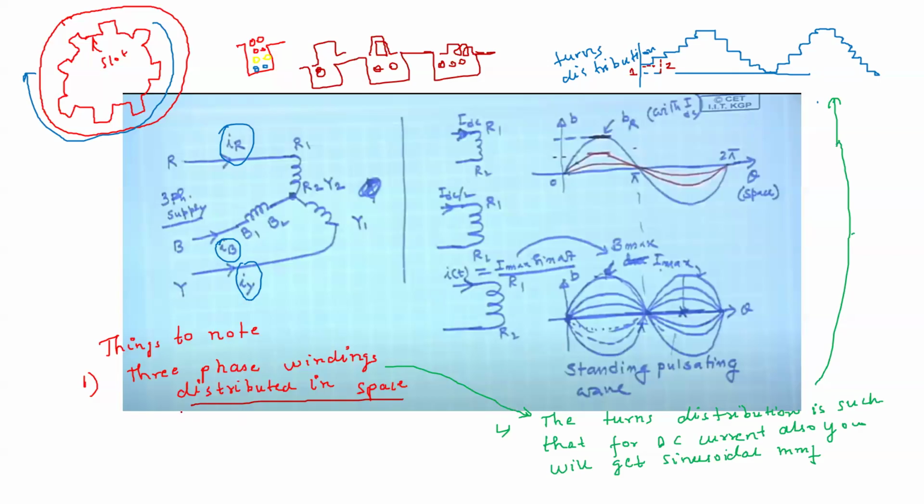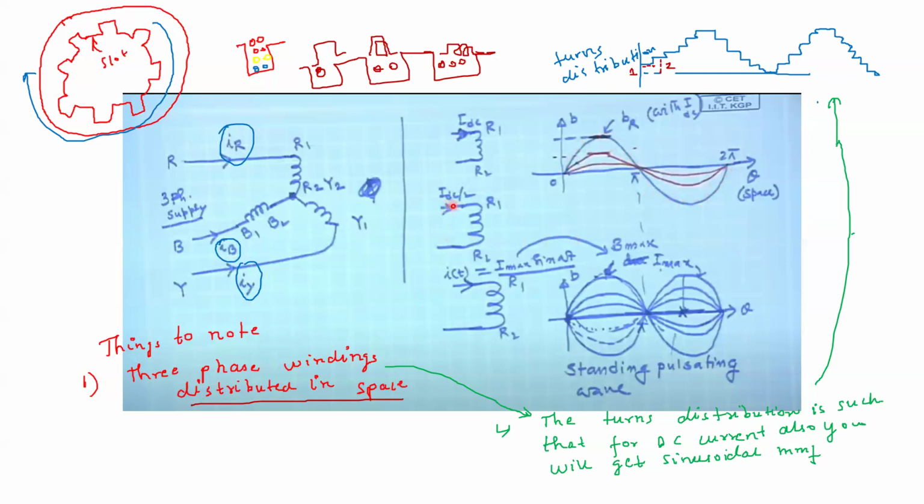So in this picture, that is what sir is talking about. He is saying that let us say you have these three-phase distributed windings in space, and you are giving IR, IY, IB. Now let us focus on only one phase, that is the R phase. In the R phase, let us say you give DC current. Because of the DC current, you will get this sinusoidal MMF. Let us say for the first case, you get a sinusoidal MMF like this.